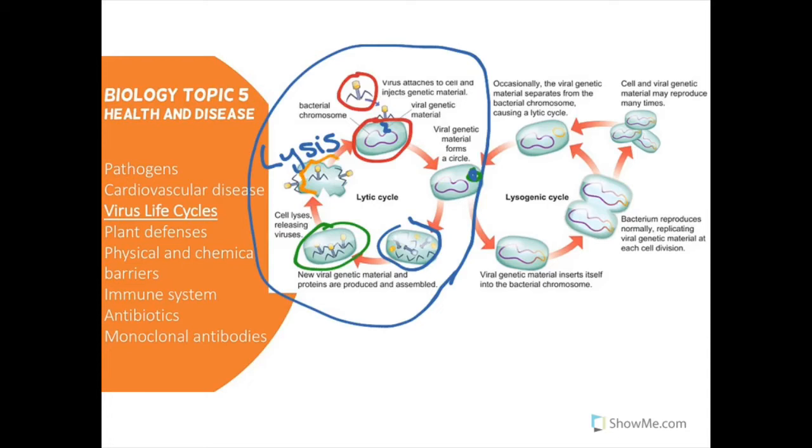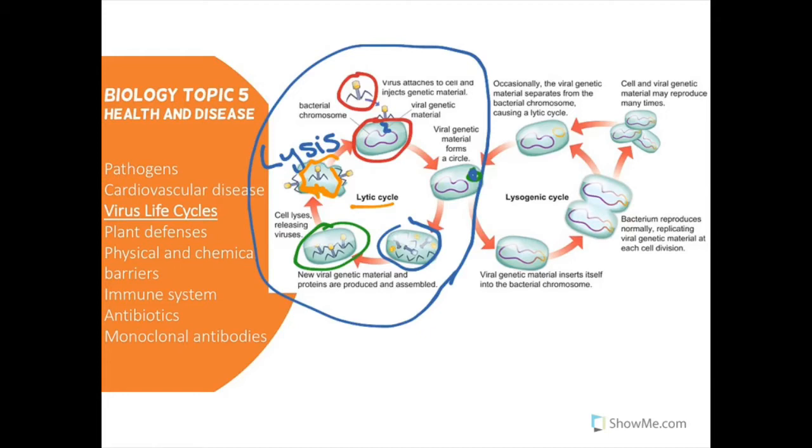And this is why it causes diseases. So if this is coronavirus, it is going to damage your lungs. It's going to make it hard for you to breathe because your lung cells have physically been split open. If this is HIV, it's going to attack your immune system because your white blood cells are physically getting torn apart. So lysis means to split, and that is the lytic cycle of the virus pathway.